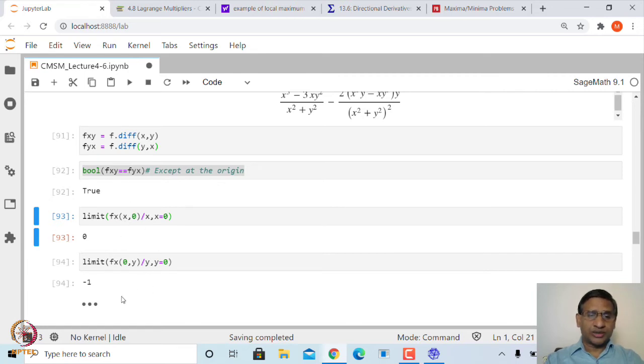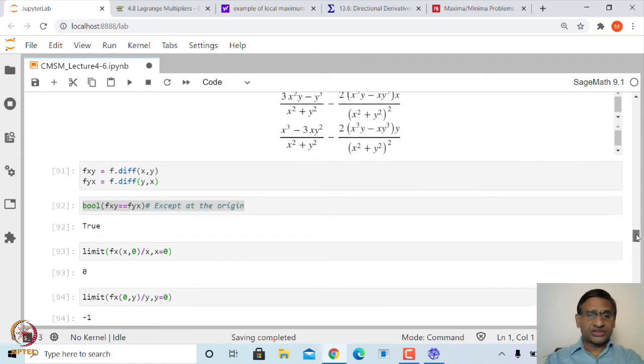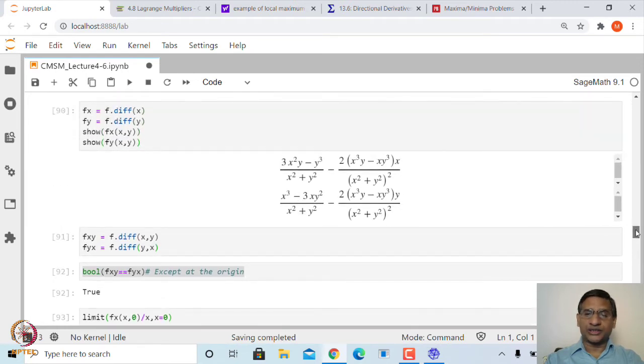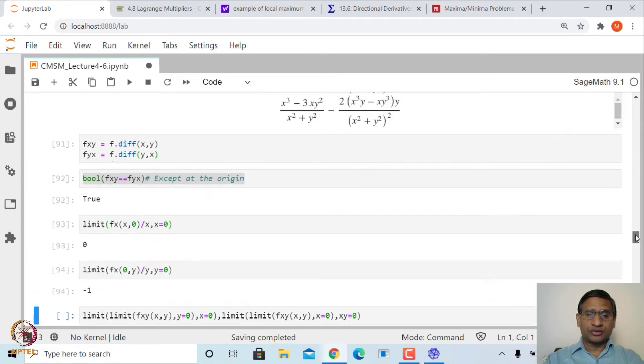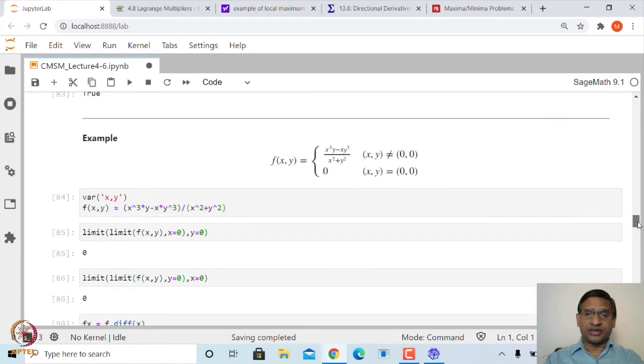So in particular, what we conclude is that the two mixed second order partial derivatives at the origin are not the same. However, they are the same at any other point other than the origin. So this is an example of a function for which the second order partial derivatives exist, but the mixed second order partial derivatives at the origin are not the same.